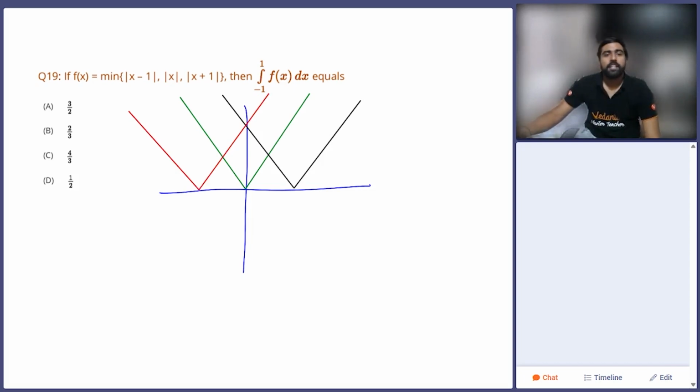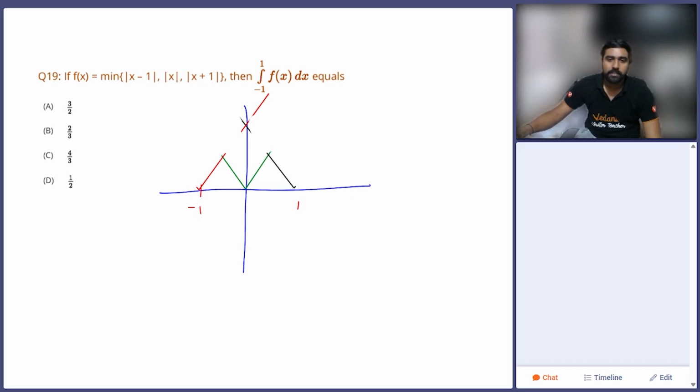Something like this. Now we need to consider the minima of all three of them, and the integral between minus 1 and 1. So if I'm considering the minima of all three of them, I will erase everything else, and I will get something like this. Between minus 1 and 1, this is the graph that we are looking for over here. I don't really have to use anything. I just need to get this height value.